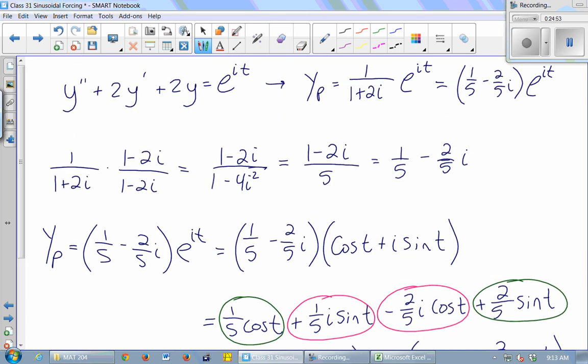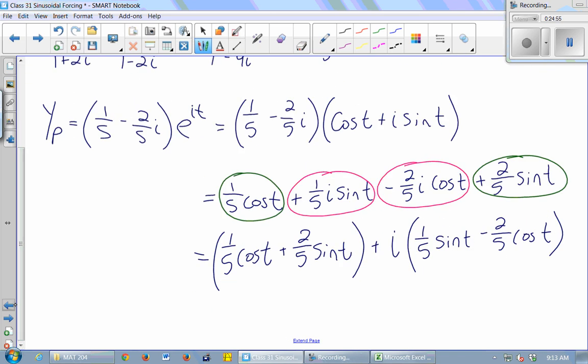Okay, this is a solution to the complex equation where the forcing function is e to the it. What I'm really interested in is the solution where the forcing function is sine of t. But e to the it is cosine t plus i sine t, right? So I actually only want the imaginary part of that complex solution. And that's the same particular solution we found when we did it with a lucky guess: 1/5 sine t minus 2/5 cosine t.